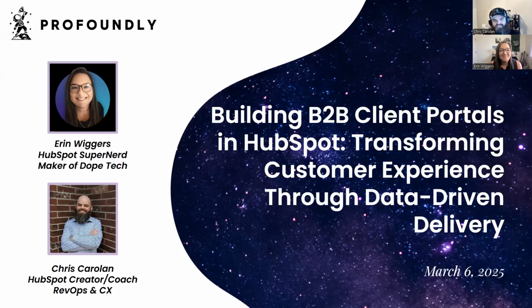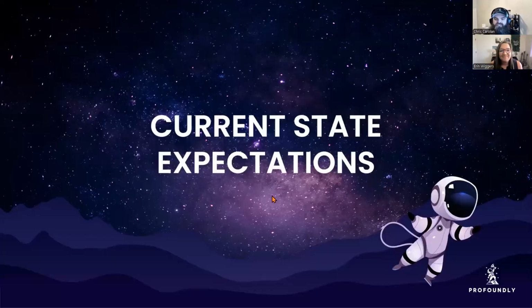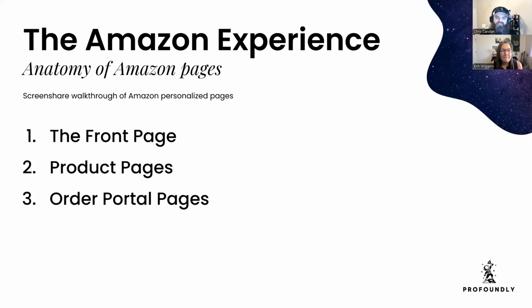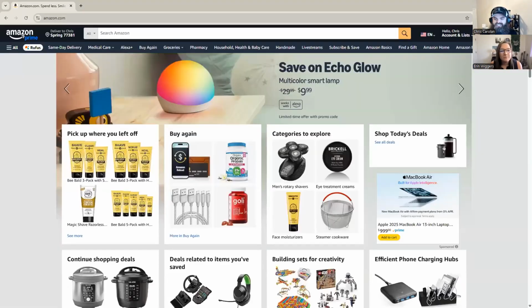Let's dive in. We're just going to focus on first, what are the current state expectations, and of course our favorite example, the Amazon experience. So I'm going to show a quick anatomy, the way I look at Amazon pages, including the front page, some product pages, and order portal pages. And I'm starting to understand I view website pages and web experiences very differently than the rest of the world, probably. So I'm always looking for object style information that is clearly personalized, and how are they storing it in their system? Like, where would it be stored in HubSpot, things like that.